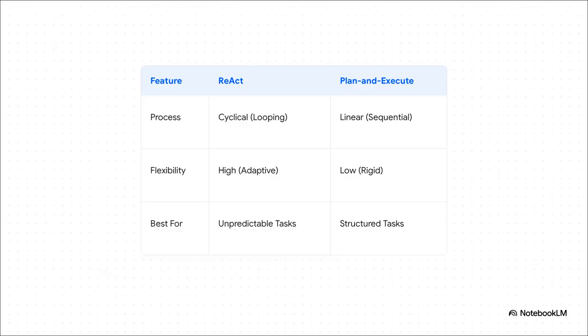Okay, let's really break this down. Look at the process. React is cyclical. It's a loop. Think, act, observe. Think, act, observe. Plan and execute is totally linear. Plan once, then do. And that one difference changes everything. It makes React incredibly flexible, right? It can change its mind based on new info. But plan and execute is rigid. Once that plan is locked in, it's following it no matter what. So it's pretty clear they're built for completely different types of jobs.